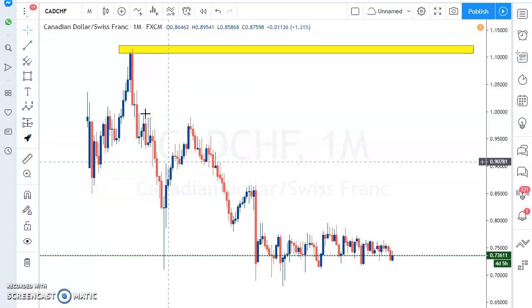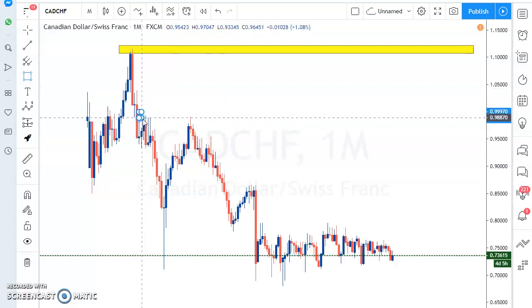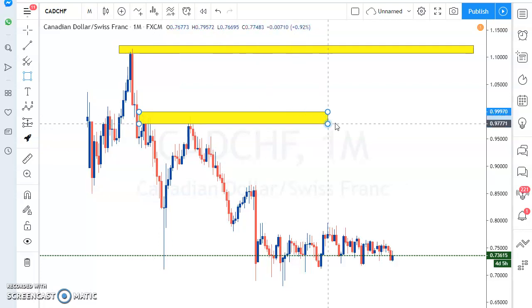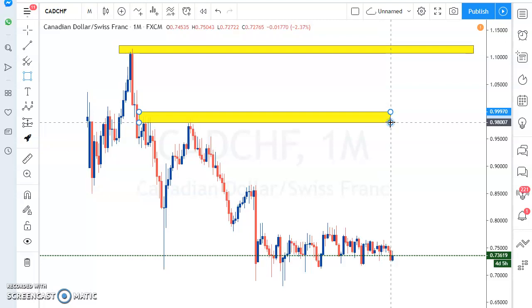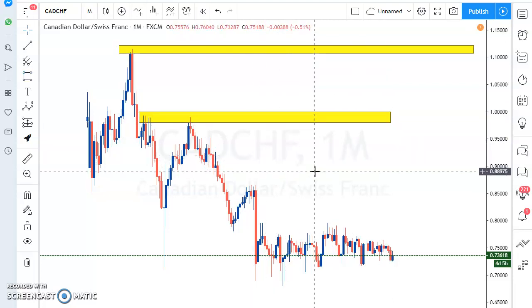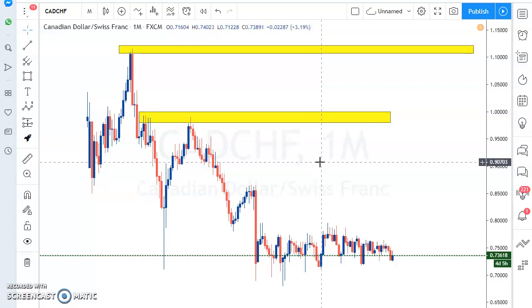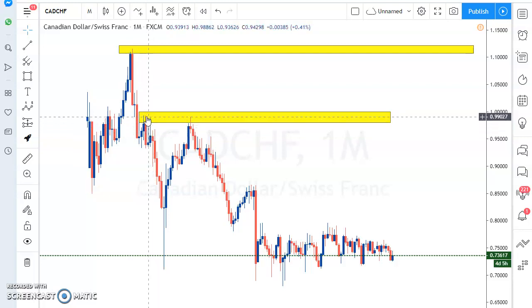So that should give us something to say that around here price returned. We mark that. Usually I mark these things so that I know which QML to enter when I get to the QML point. Yeah, man. So price returned there, so I can call that my one here.